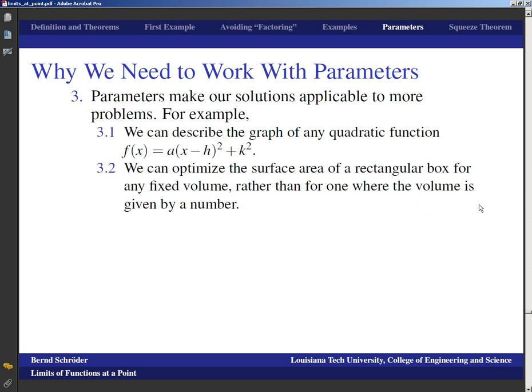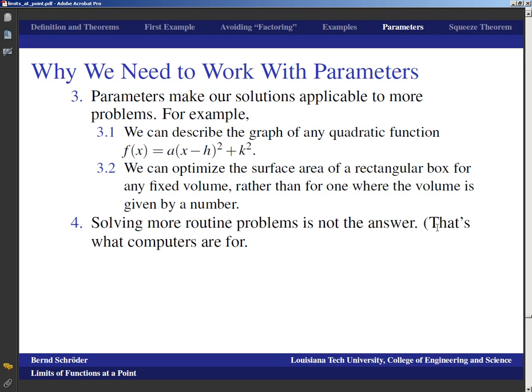Of course, this is a fictitious situation here, but if you can design something with the parameters, then you can easily adjust your model. And the thing then is solving more routine problems of the type that we've seen in examples, and yes, ultimately you will consider these things routine problems. That's not the answer to get ready for parameters. We've got to be able to work with the parameters themselves.